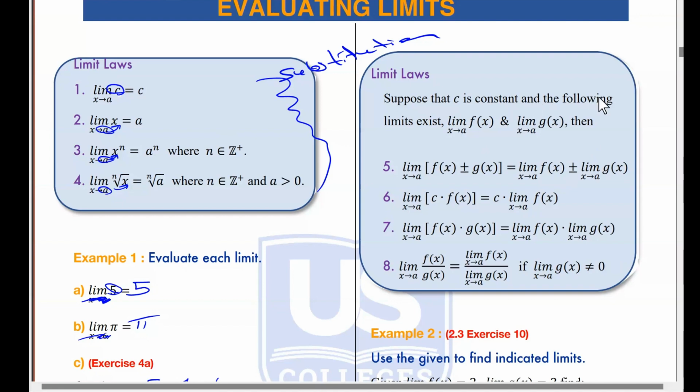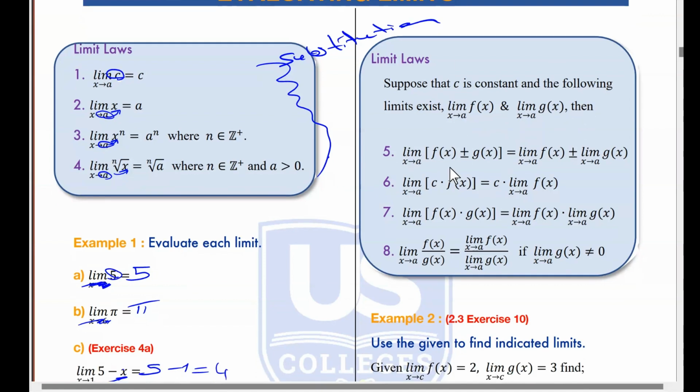suppose that c is a constant and the following limits exist: limit as x approaches a of f of x and limit as x approaches a of g of x exist separately. In this case, we can evaluate the limit of a sum inside the same limit separately. Also, we can add or subtract them separately. Similarly, we can multiply them or divide them separately. Let's suppose we have f plus g or f minus g inside the same limit.